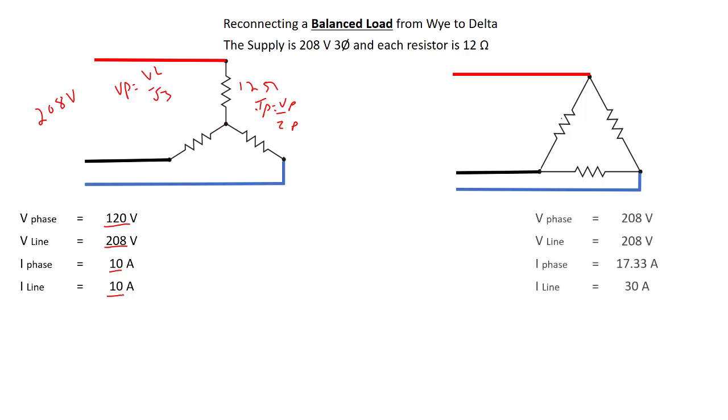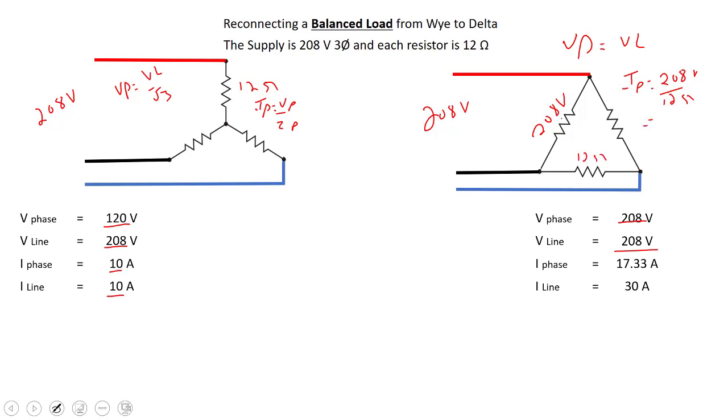Let's compare that to delta. Over here on the delta, we have a 208 volt line. V phase is the same as V line, so you get a 208 volt drop across each one of these. So V phase is 208 and V line is 208. Our phase current would be our V phase, 208, divided by our 12 ohms. Remember, these are all 12 ohms reconnected. That'll come to about 17.33 amps. If I multiply that by root 3 for my line current, because I line is equal to I phase times root 3, we come out to about 30 amps.